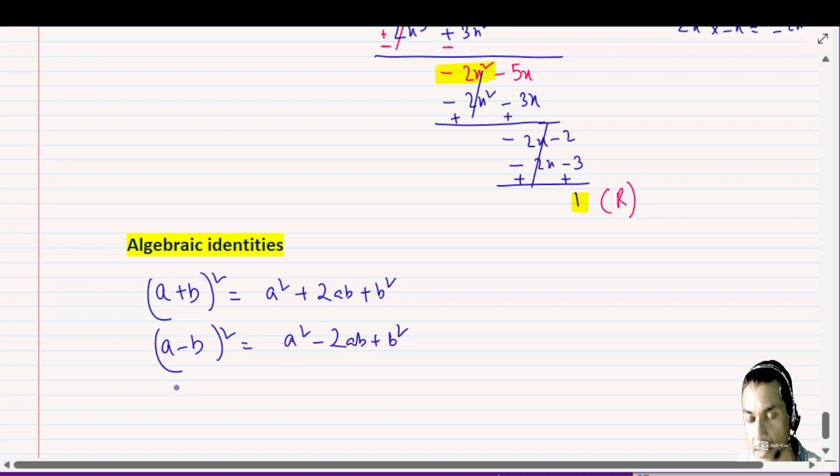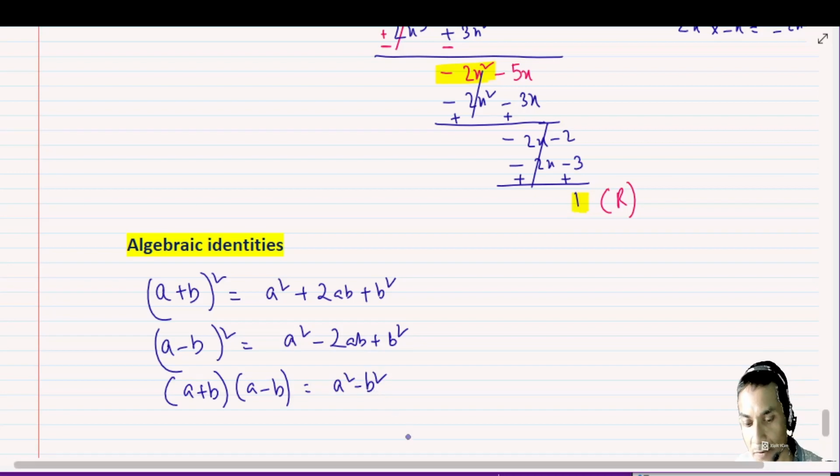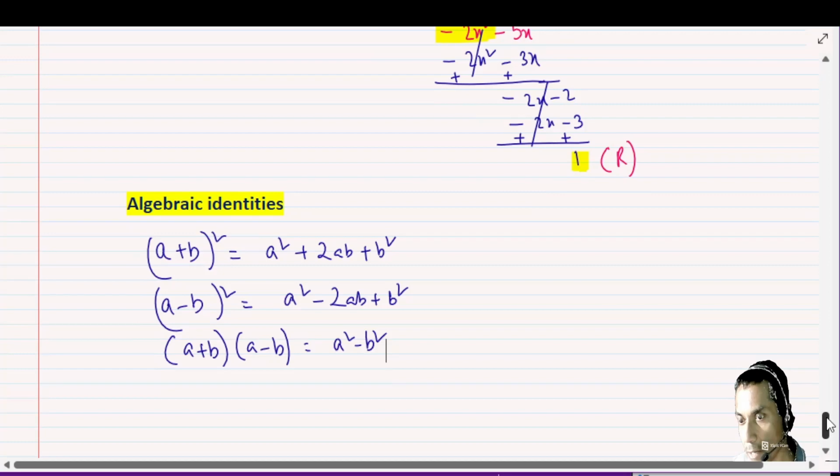And next is a plus b into a minus b. It will be a square minus b square. Clear? So I will give you more examples where we can apply these algebraic identities.